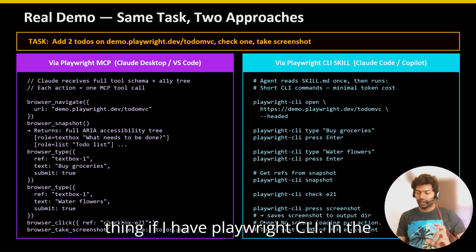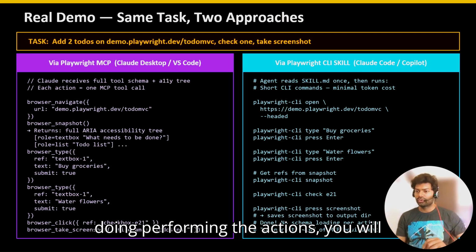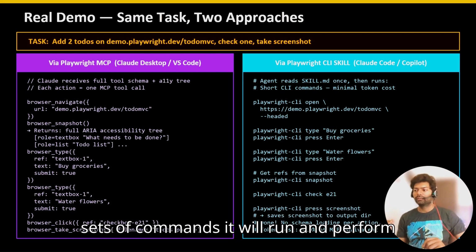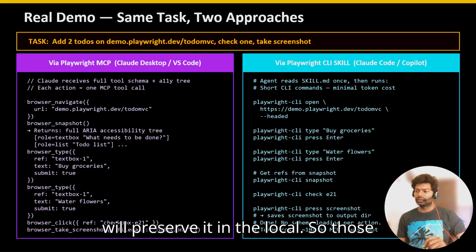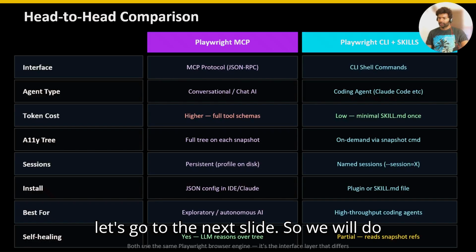Same thing with Playwright CLI. In the sessions, when the LLM is performing the actions, you will see Playwright CLI open. So these are the sets of commands it runs to perform the action, take the screenshot, and preserve it locally, those snapshots and all. Now let's go to the next slide.